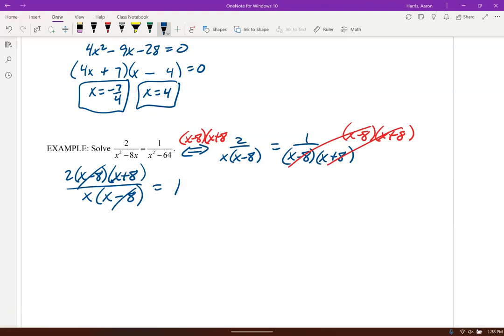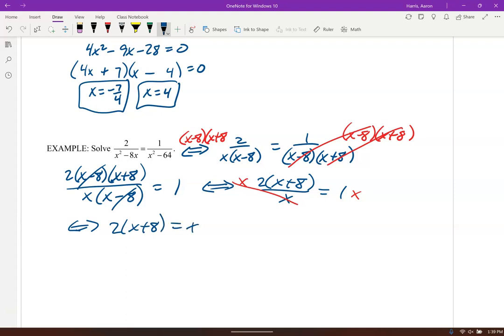So we've got 2 x plus 8 over x equals 1. Now let's get that x out of there from the denominator. Multiply both sides by x. So we've got 2x plus 8 equals x. I'm going to go ahead and solve that. Solve for x. X plus 16 equals 0. Subtract 16 both sides. So negative 16 on this thing.